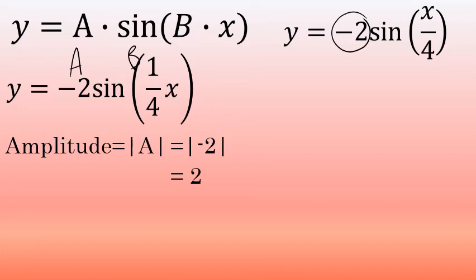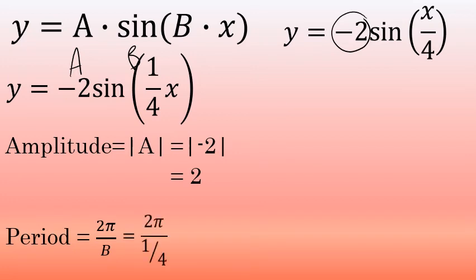The amplitude is 2. The fundamental period, 2 pi over b, would be 2 pi over 1/4. 2 divided by 1/4 is 8. So our fundamental period here is 8 pi.